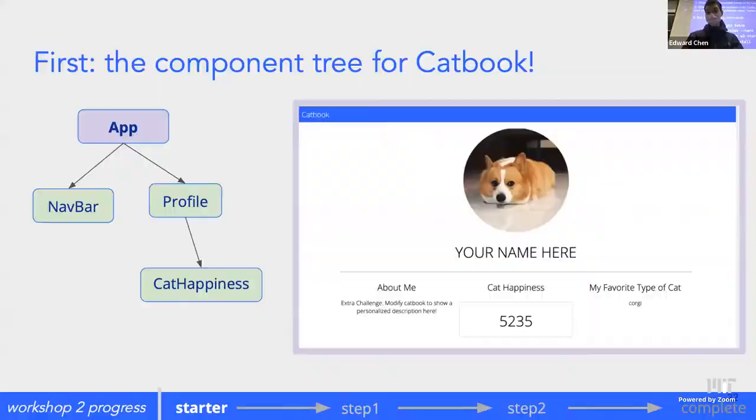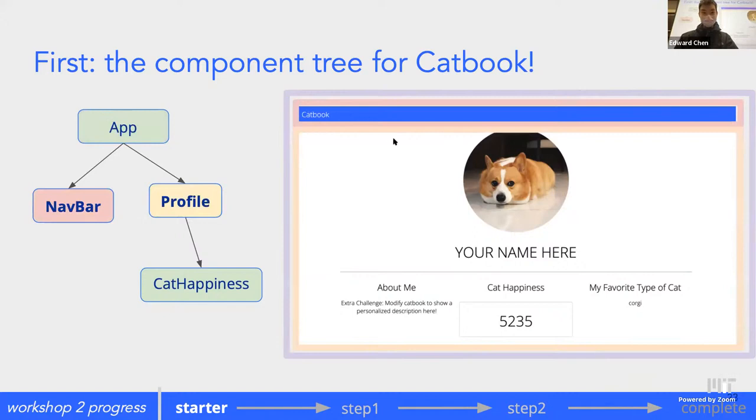So now what we're going to do is we're going to create a component tree for this Catbook that we'll be making today. So again, unsurprisingly, you have this very big app component at the highest tier, and then you have subcomponents within it, right? So in this case, we might say that it makes sense to divide things into a navbar component and a profile component. And then under the profile component, we also have a third component that we'll call cat happiness. And the reason we're going to make this its own component is because it has a unique functionality. And so we might as well make it its own component.